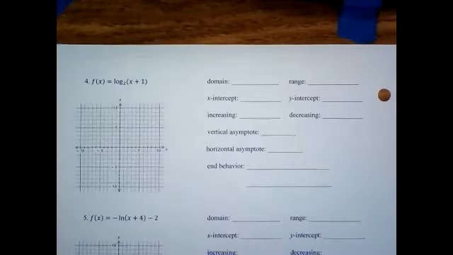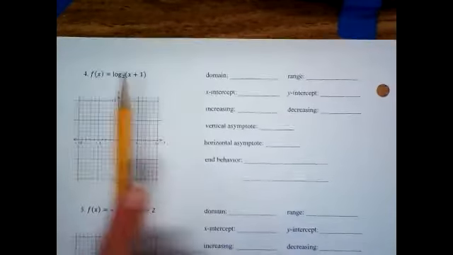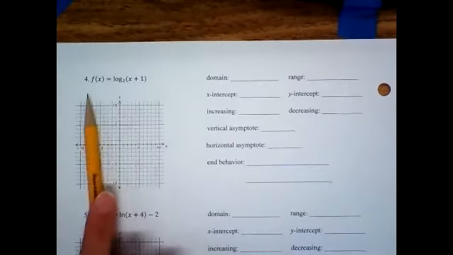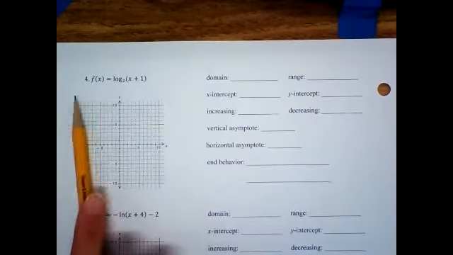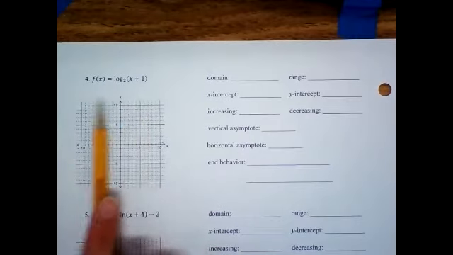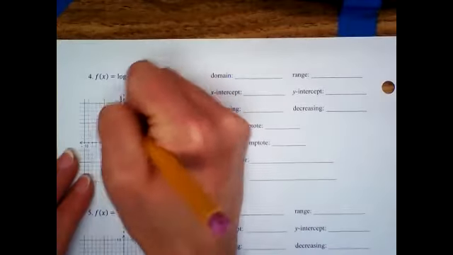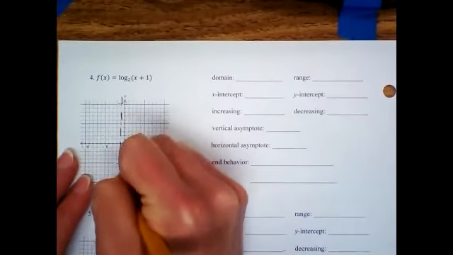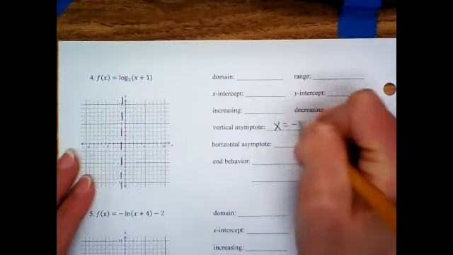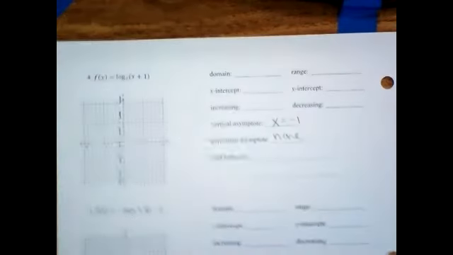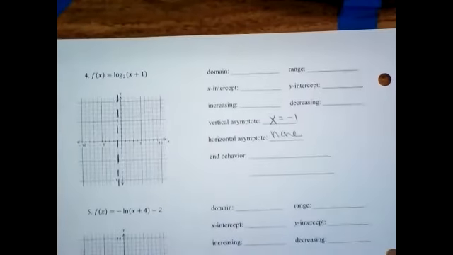Okay. Let's do the automatic stuff first. The vertical asymptote, it's usually at 0 unless you shifted left or right. Did this graph move left or right? Left. How much? 1. Good. Go ahead and dot that in. Vertical asymptote is x equals -1. Horizontal asymptote is none.